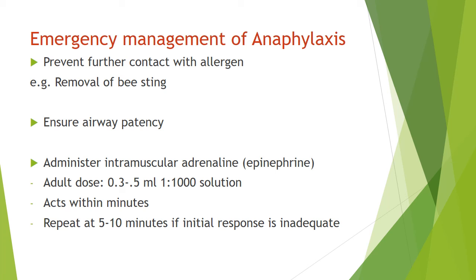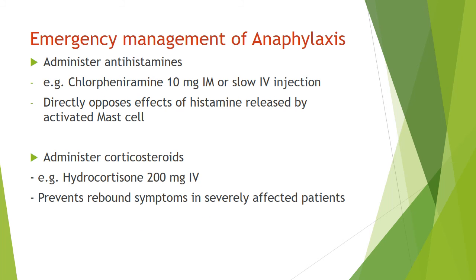You should administer intramuscular adrenaline, which is quite the life-saving drug. Its adult dose is 0.3 to 0.5 ml of 1:1000 solution, which is quite a high dose. It acts within minutes, and you should repeat the dose at 5 to 10 minutes if the response is inadequate. Moving on, you should administer antihistamines, like chlorpheniramine 10 mg IM or slow IV injection. Chlorpheniramine directly opposes the effects of histamine released by activated mast cells. You should administer corticosteroids. Hydrocortisone is a fast-acting corticosteroid, 200 mg IV.